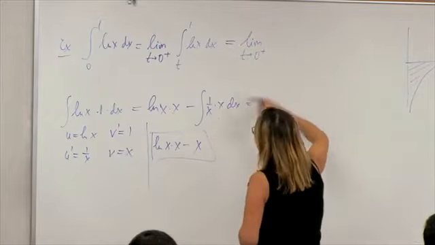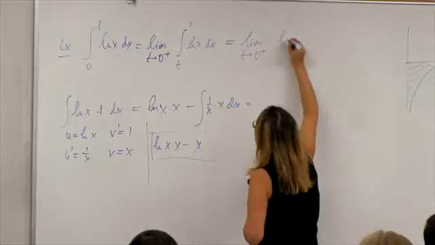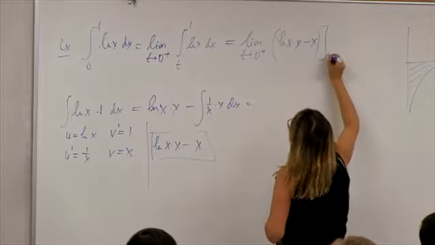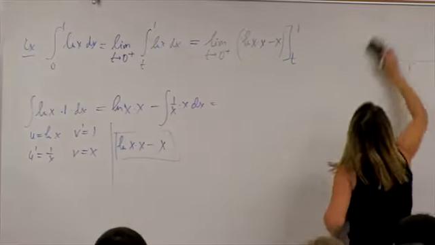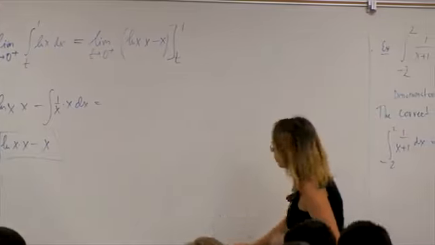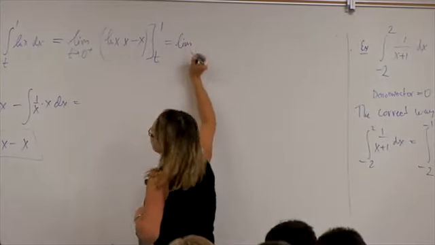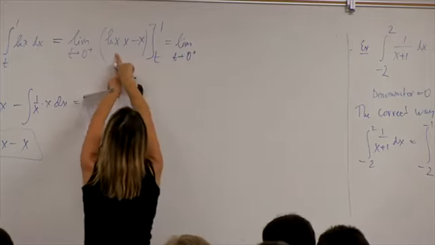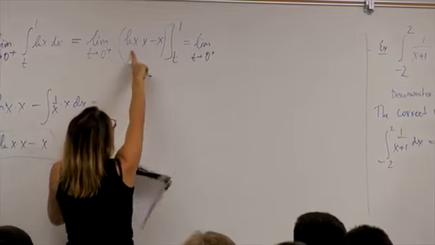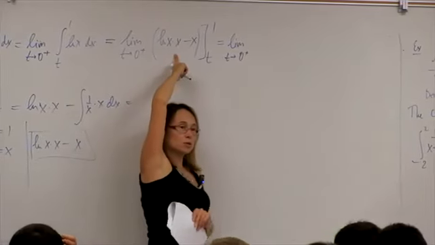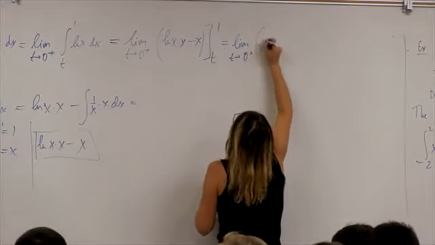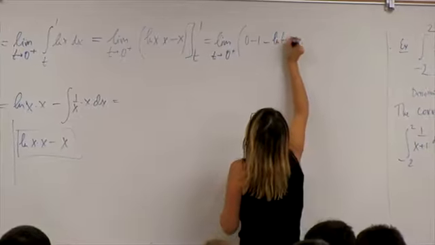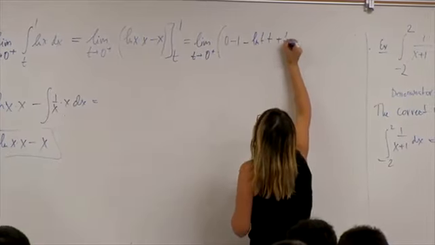So t goes to 0 plus. I'm going to write down the antiderivative and evaluate it at t and 1. So limit as t goes to 0 plus. This first part gives me log of 1 times 1. What's that equal to? 0. Minus 1. Now I have minus log t times t plus t.